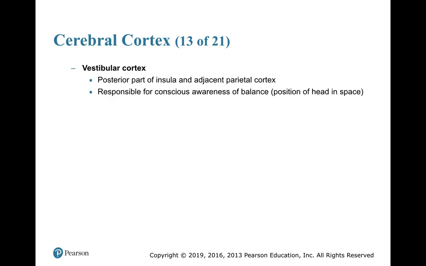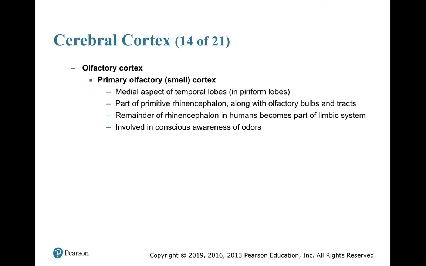The vestibular cortex is part of the insula, adjacent to the parietal cortex. It is responsible for our awareness of balance, our position of our head in space. The primary olfactory cortex, which is involved in smell, is in the medial aspect of the temporal lobes. It's part of the primitive rhinencephalon, along with the olfactory bulbs and tracts. The rest of the rhinencephalon in humans is going to become part of the limbic system, and it's involved in our conscious awareness of odors. Because of all this primitive rhinencephalon and the limbic system, odors are very good at triggering memories.